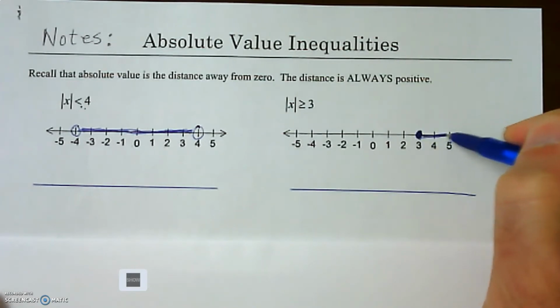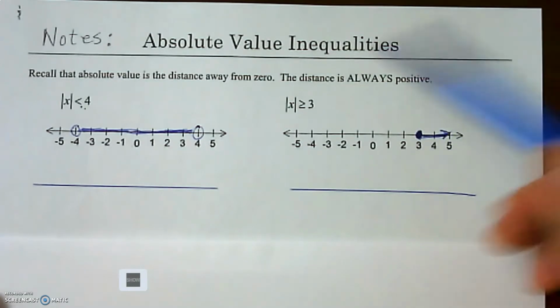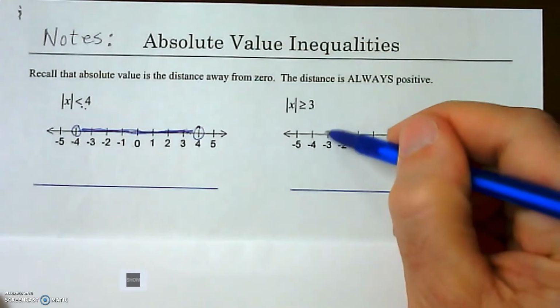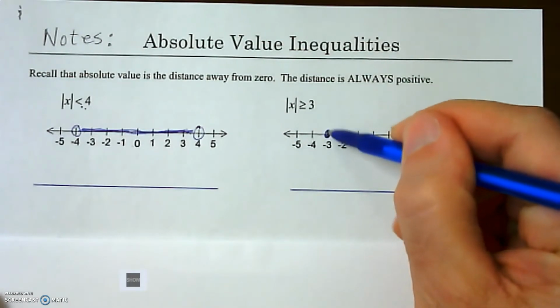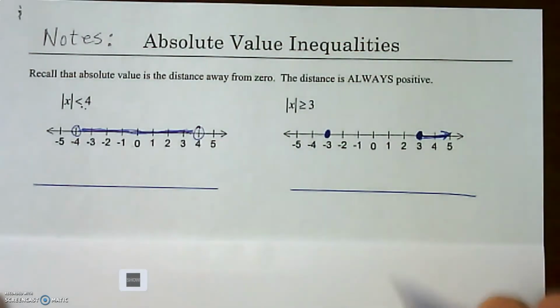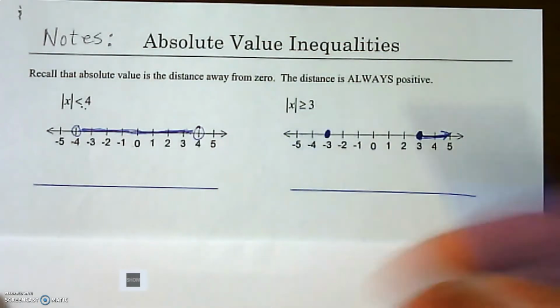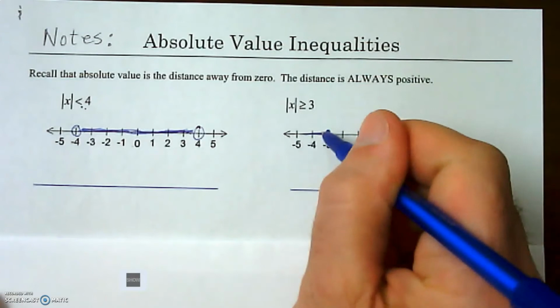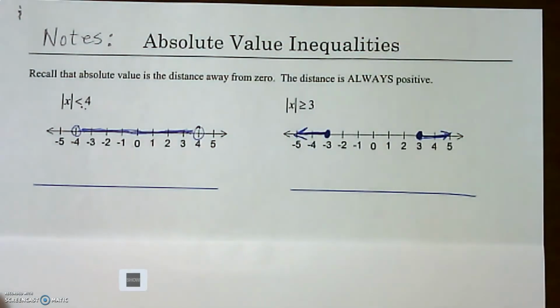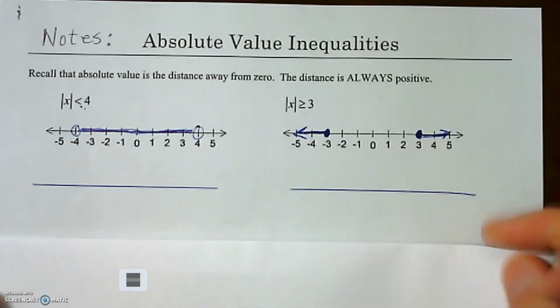Now, is that all? What about negative 3? The absolute value of negative 3 is positive 3. I can fill that in. And negative 4. The absolute value of negative 4 is positive 4, which is greater than or equal to 3. Looks like it does that. That looks like an OR problem.